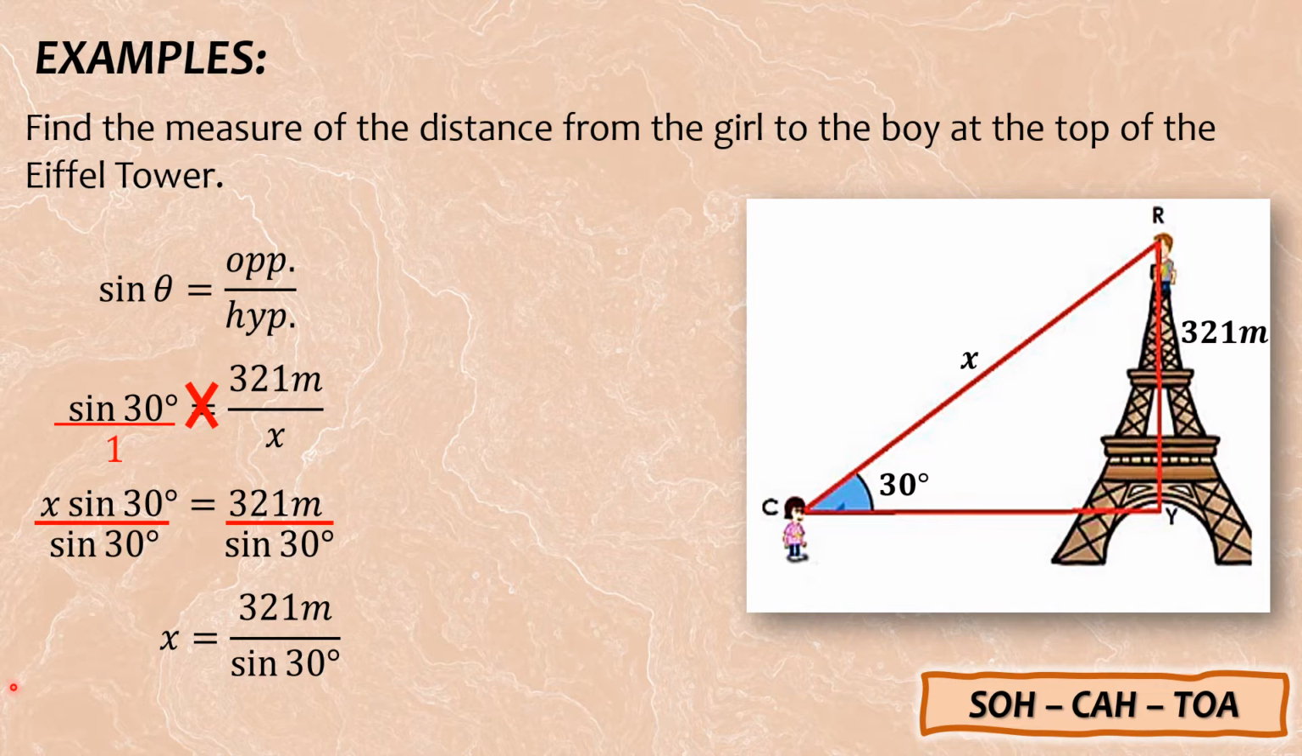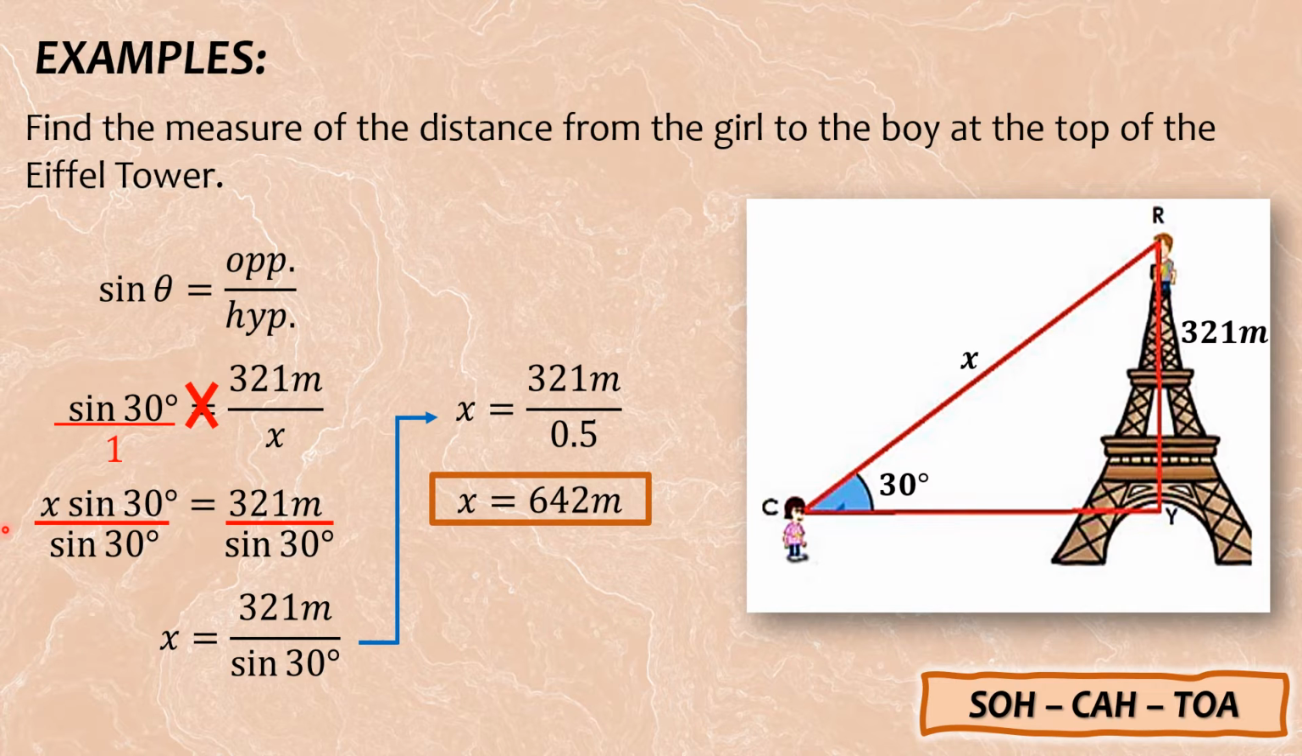And then, hanapin muna natin yung value ng sine 30 degrees using your scientific calculator. So, sa inyong calculator, pindutin lamang yung SIN or sine and then i-type ang 30 degrees. So, ang makukuha nyong sagot is 0.5. And then, i-divide natin ang 321 meters sa 0.5. Therefore, the value of x is 642 meters. So, 642 meters ang distansya ng batang babae doon sa batang lalaki.